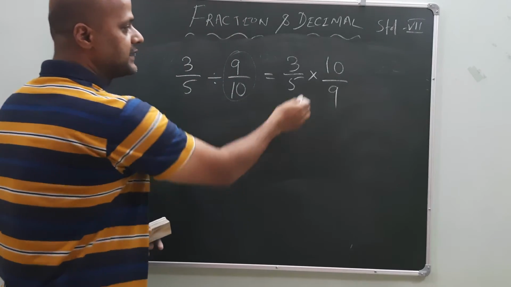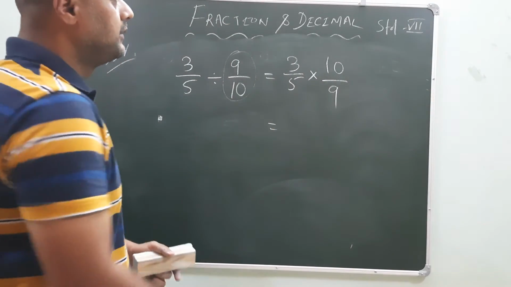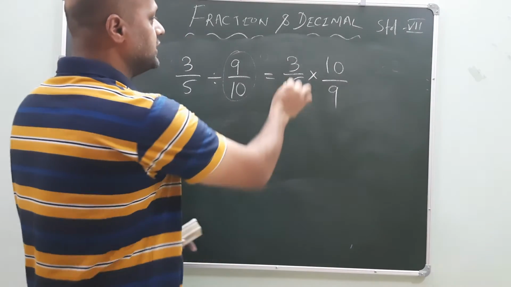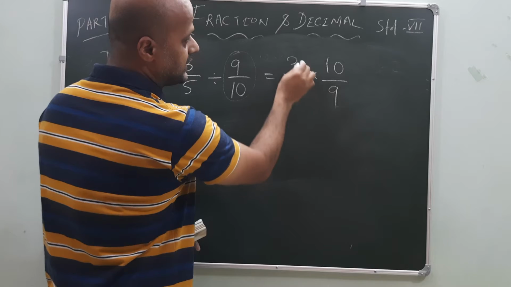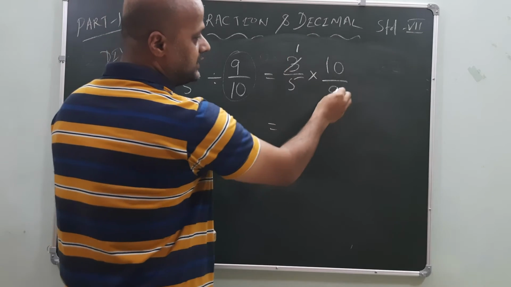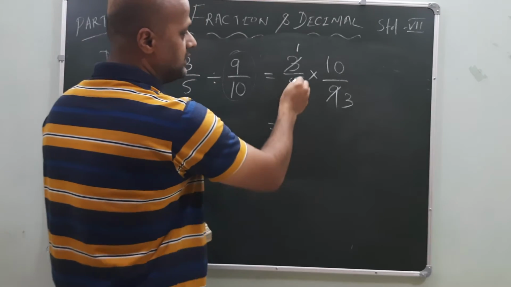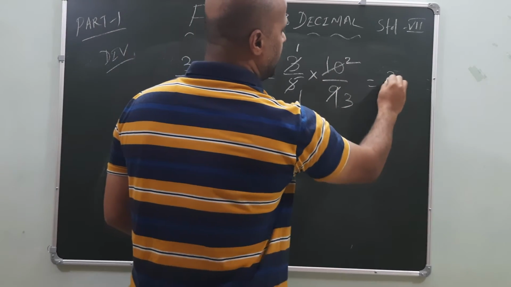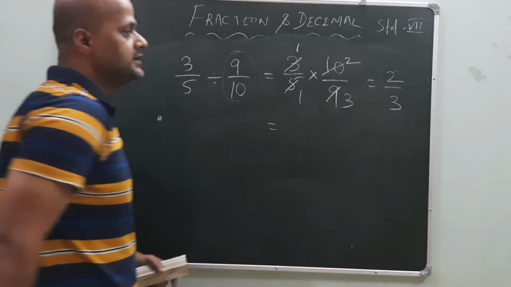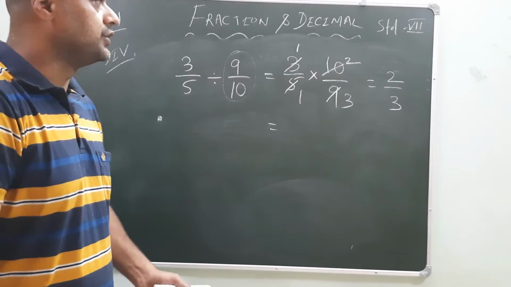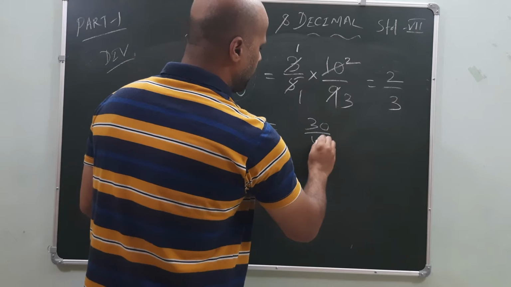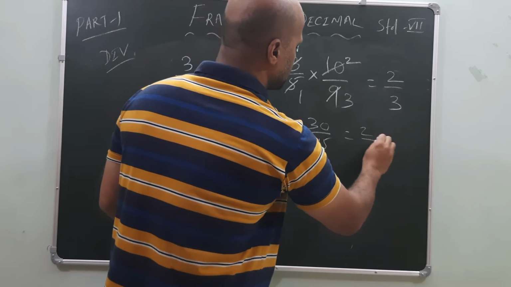Here the same case has come. You can directly multiply it, otherwise cross-cancel it. Here there are 3 and 9. 3 1s are 3, 3 3s are 9, 5 1s are 5, 5 2s are 10. 2 by 3 is the answer. Understood? You can do it also like this: 30 by 45, then after that you can cancel it.